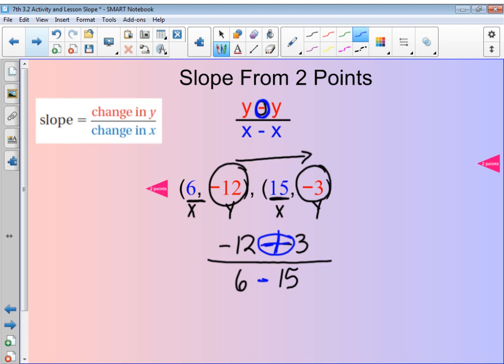I have a negative and a positive. Those are different, so I'm going to find the difference. The difference would be 9. The larger number is negative. And then 6 minus 15, once again, a positive and a negative. I have to find the difference, which would be 9 again. And the larger number was negative. So I get an answer of negative 9 over negative 9. 2 negatives make it a positive, 9 over 9, or positive 1.